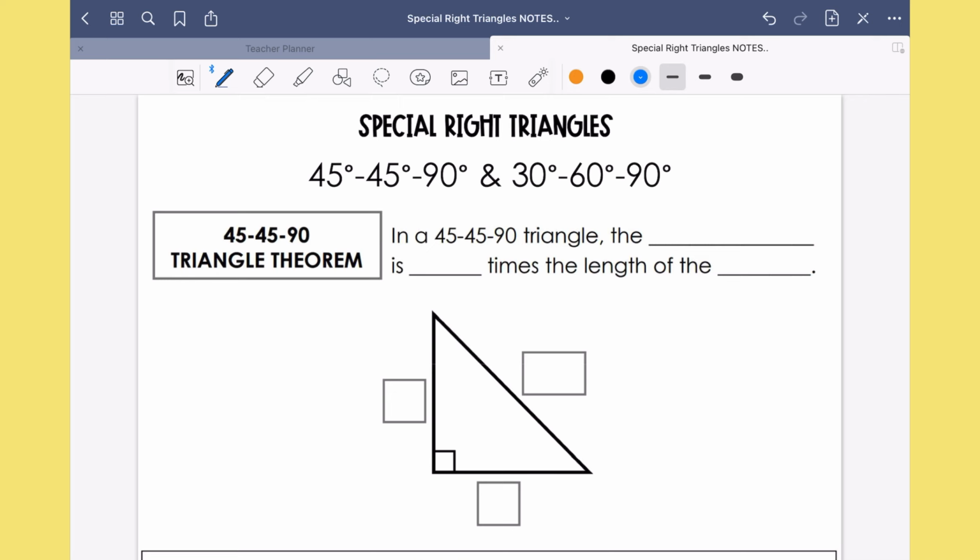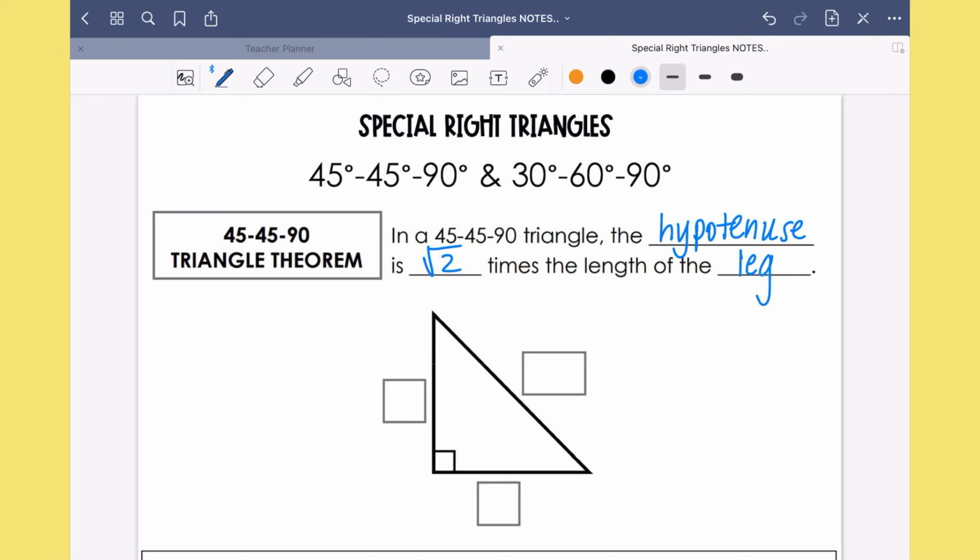The triangle is going to have two 45-degree angles and one 90-degree angle, because obviously it's a right triangle, it has to have a 90-degree angle. So what does it say? It says in a 45-45-90 triangle, the hypotenuse is square root of 2 times the length of the leg.